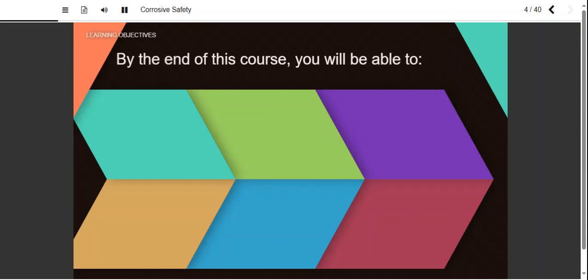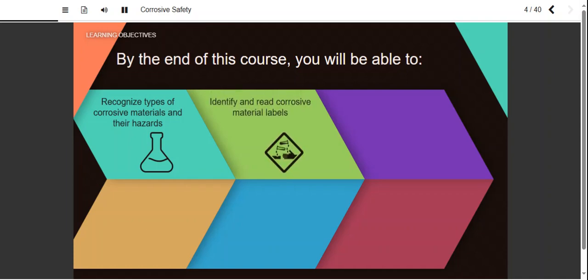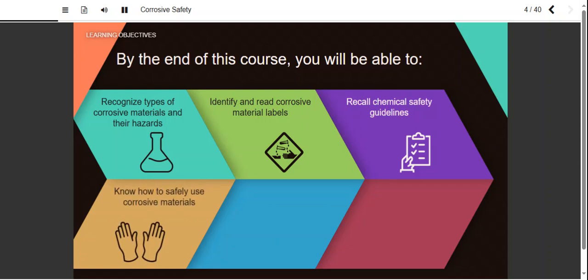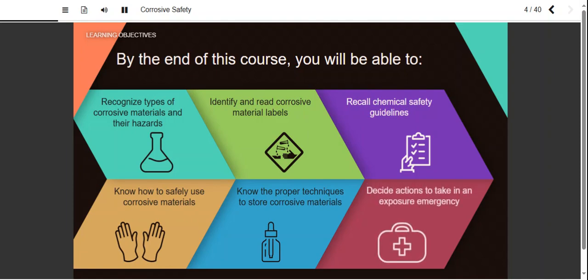By the end of this course, you will be able to recognize types of corrosive materials and their hazards, identify and read corrosive material labels, recall chemical safety guidelines, know how to safely use corrosive materials, know the proper techniques to store corrosive materials, and decide actions to take in an exposure emergency.